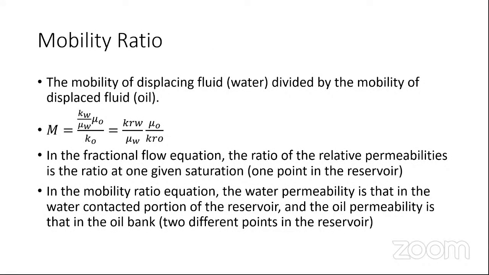Then we have the mobility of the displacing fluid, or water, divided by the mobility of the displaced fluid. In the fractional flow equation, the ratio of the relative permeabilities is at one given saturation, or one point in the reservoir. In the mobility ratio equation, the water permeability is that in the water in the contacted portion of the reservoir, and the oil permeability is that in the oil bank, where there are two different points in the reservoir.